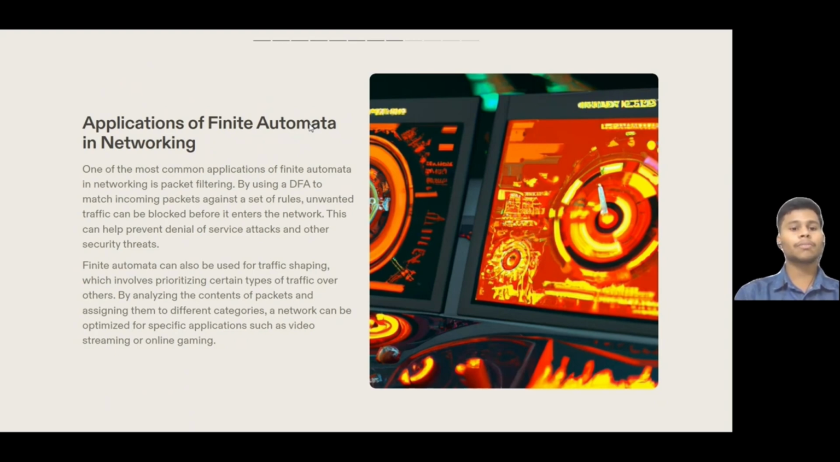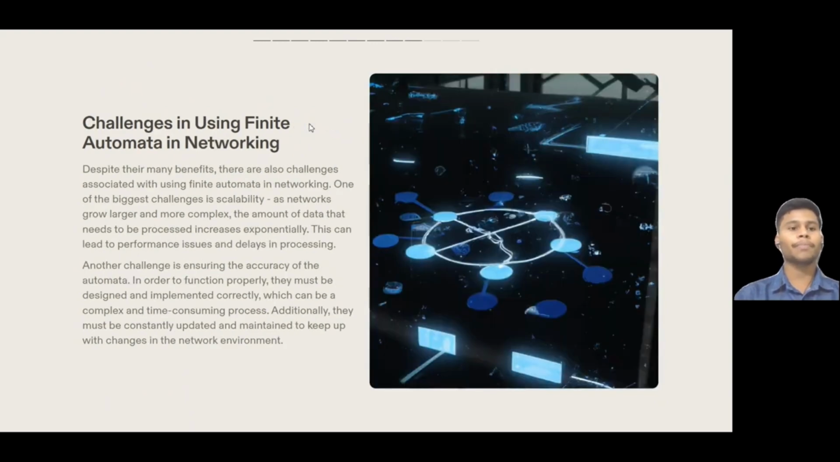Finite automata can also be used for traffic shaping, which involves prioritizing certain types of traffic over others. By analyzing the contents of packets and assigning them to different categories, a network can be optimized for specific applications such as video streaming or online gaming.